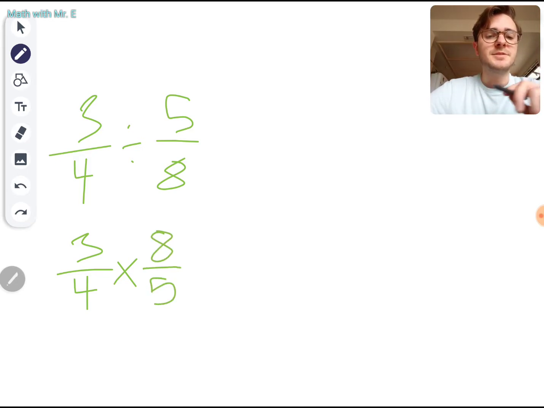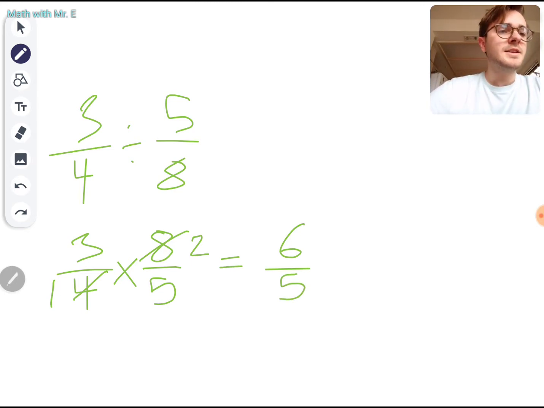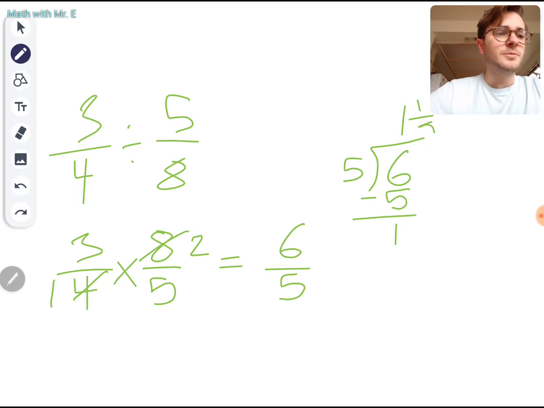Now let's go ahead and simplify this one beforehand. If we look, I can divide both 8 and 4 by their greatest common factor, which is 4. So 8 divided by 4 is 2, and 4 divided by 4 is 1. That leaves us with 3 times 2, which is 6, and 1 times 5, which is 5. Okay, and then let's do our division problem. 6 divided by 5. 5 goes into 6 one time, that's 5, and 6 minus 5 is 1. So our answer would be 1 and 1/5.